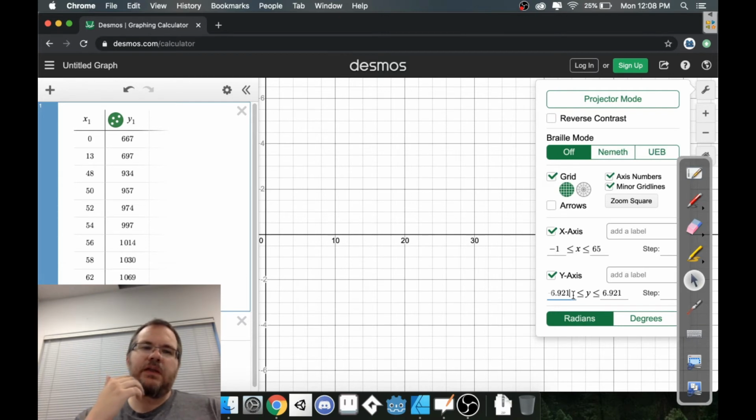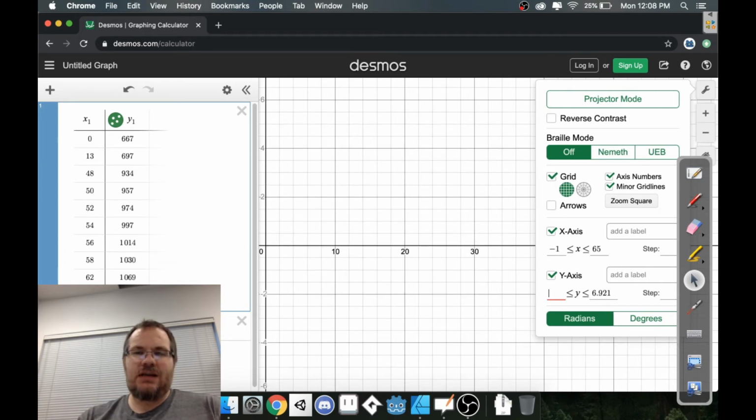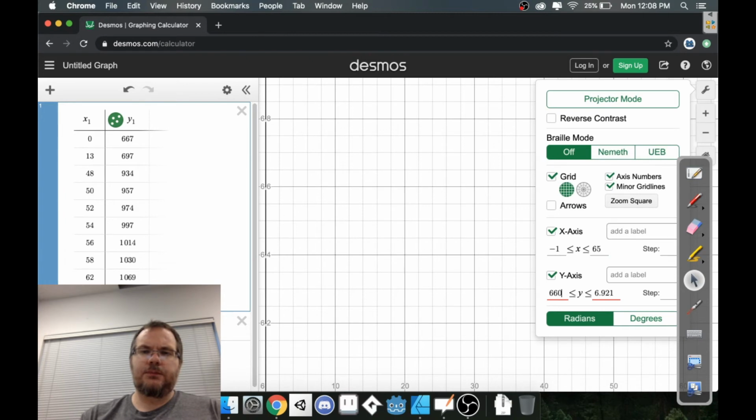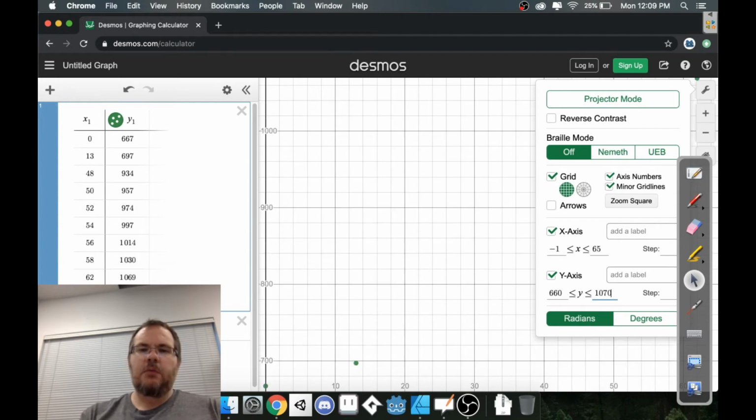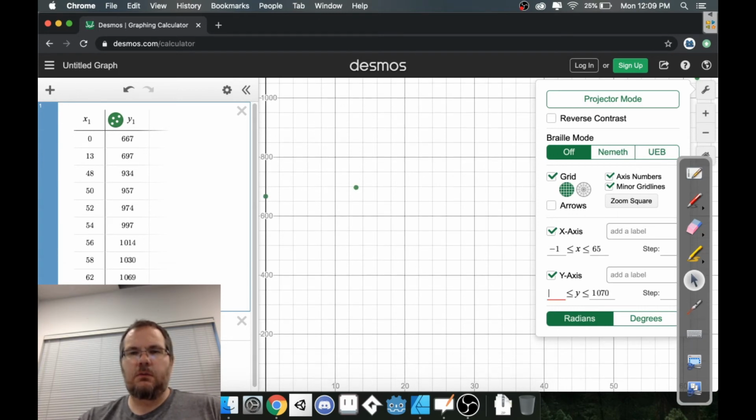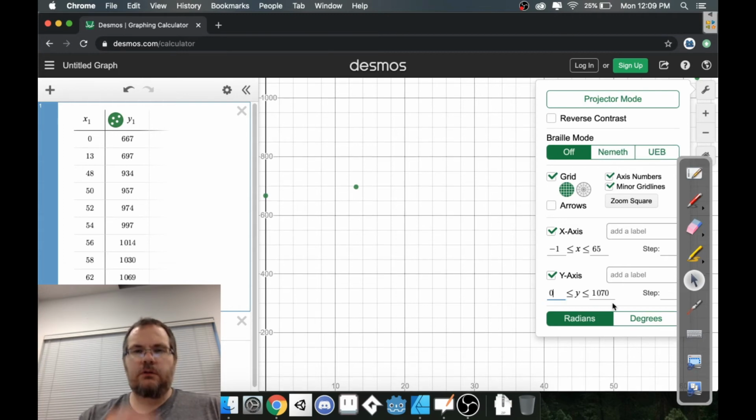But when you're doing something like this, you never, ever, ever want to have a break in your y-axis. So you might be tempted to just start this at, say, 660, and then go up to, I don't know, say, 1070. But that's going to cause kind of a compressing effect. So instead of doing that, I'm going to go from 0 to 1070, and that's going to make it so that it looks less compressed.